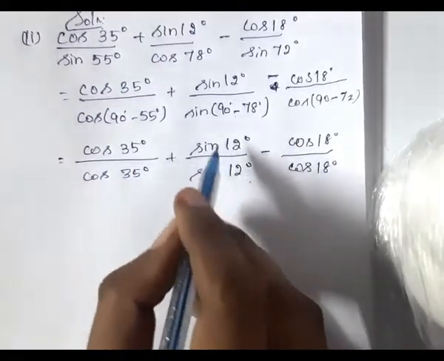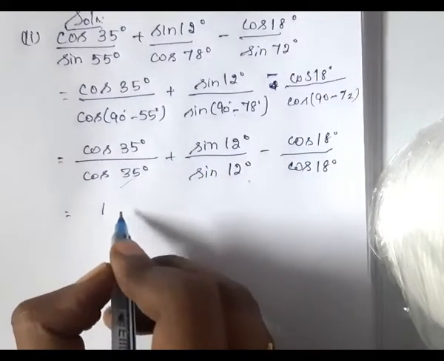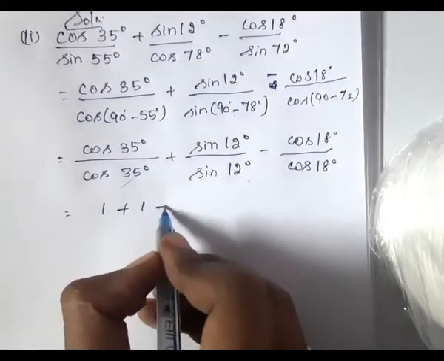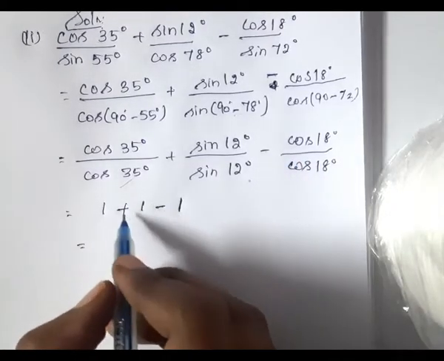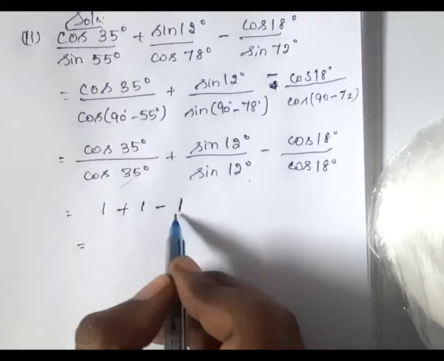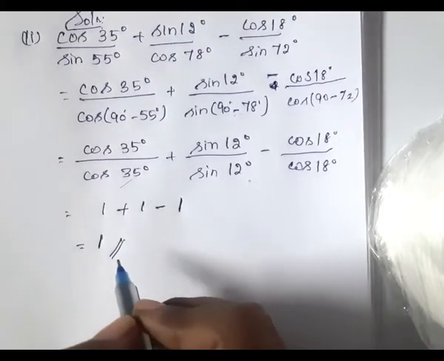So numerator and denominators are same, just cancel it. What will you get? 1 plus 1 minus 1. So which is equal to, 1 minus 1 will be cancelled. So remaining only 1. This is your answer.